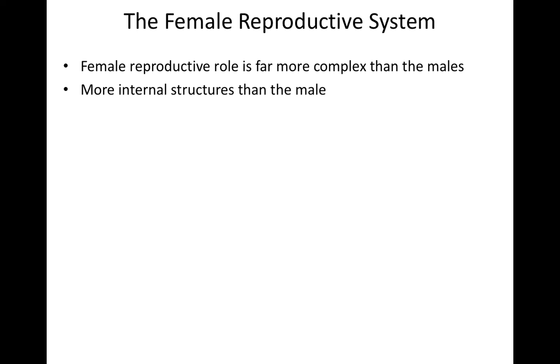The complexity then comes with the preparations for implantation and pregnancy and growing the embryo, the fetus, giving birth, and then on top of that, feeding and nourishing the infant. So there's a more extensive role for the females in terms of reproduction.